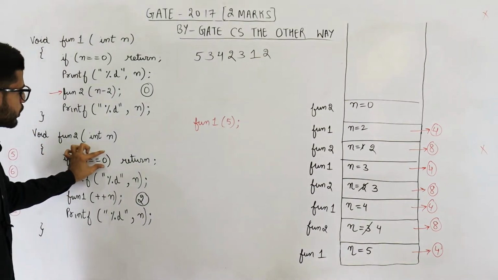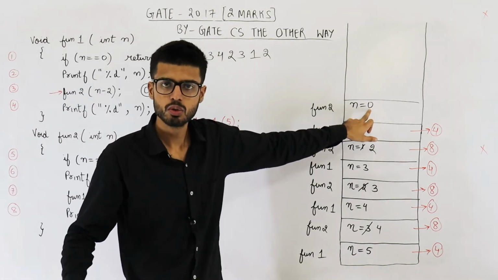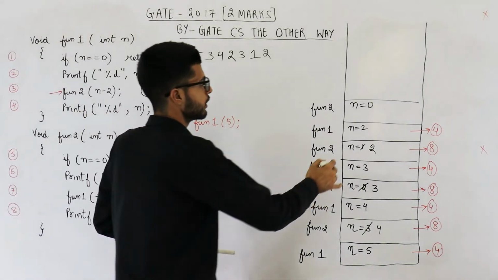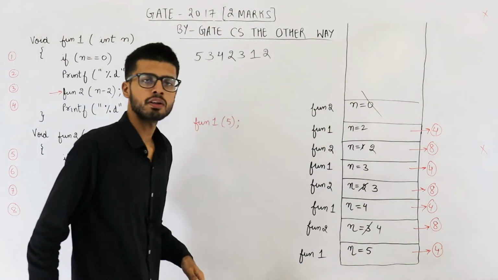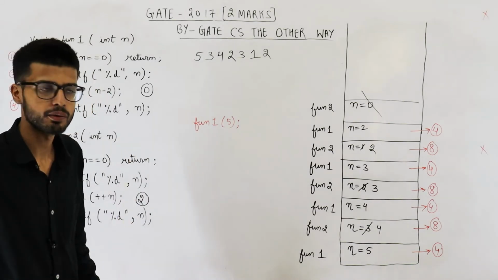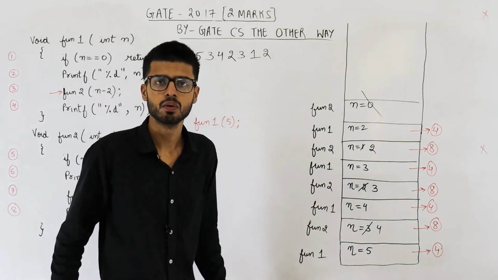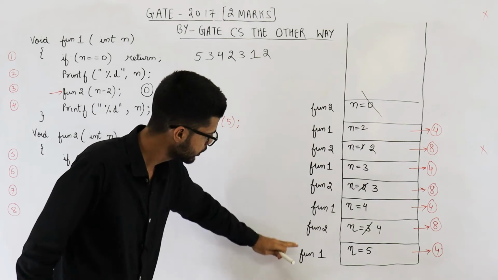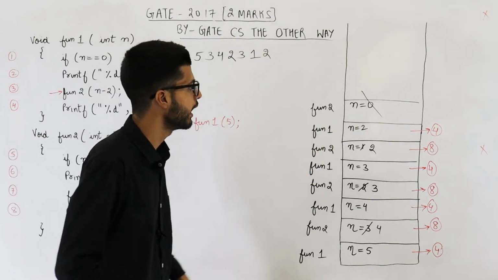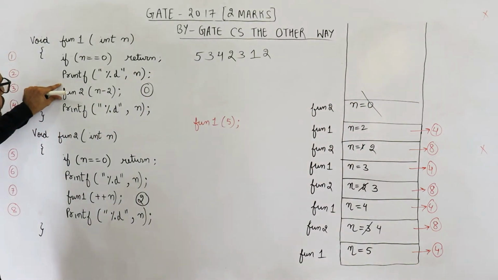If n is equal to 0, then return. And n is actually 0. So that means you are going to return. Return means the activation record for the current function will be popped and the function will end. This is the first function that has completely executed till now. For all of these functions from here to here, at least one line is remaining. Now this function is popped and you will go back to the previous call. That means you will start execution from here.